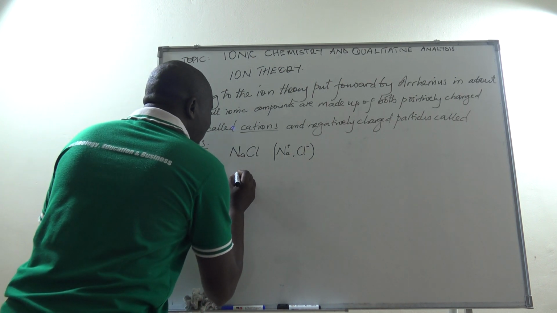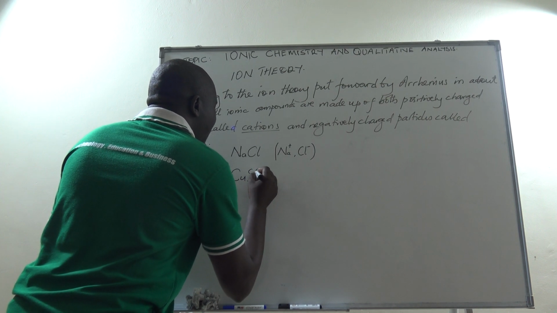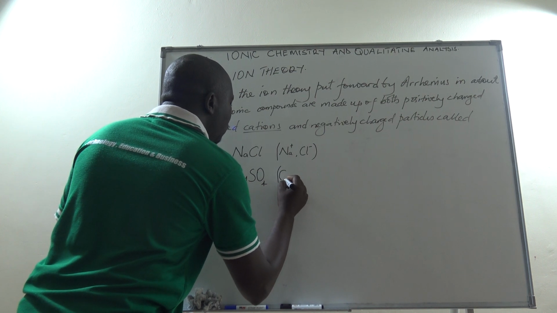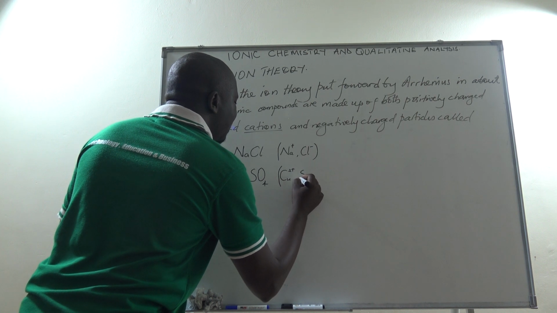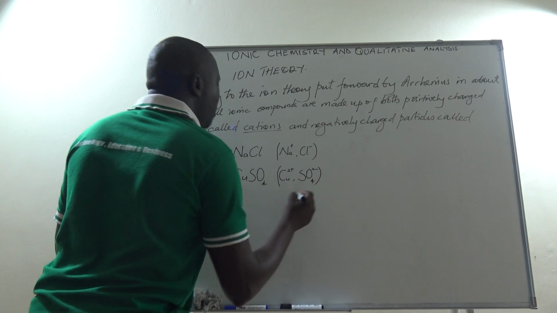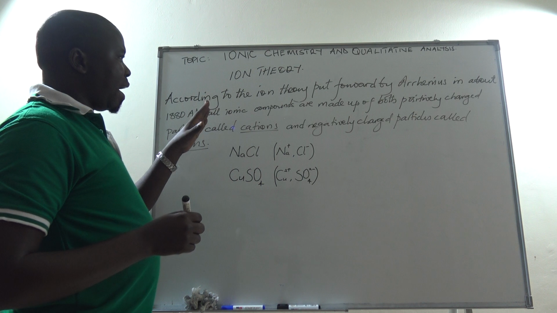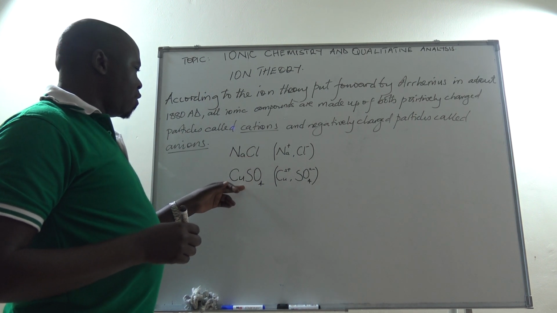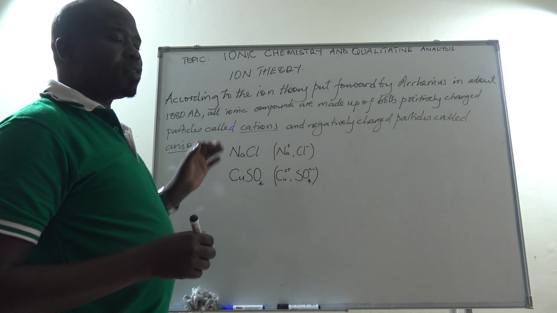Let us look at another example. If I have an ionic compound like copper 2 sulfate, this copper 2 sulfate consists of copper 2 ions, and then we have the sulfate ion. Both ions are present in copper 2 sulfate. So the ion theory put forward by Arrhenius states that all the ionic compounds are made up of the cations and the anions, both of them.